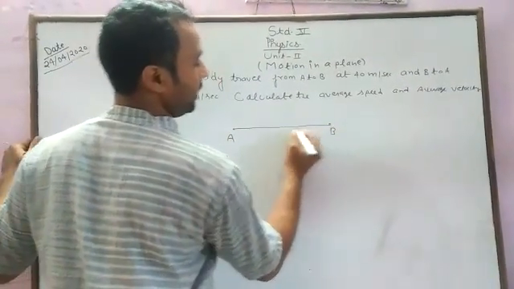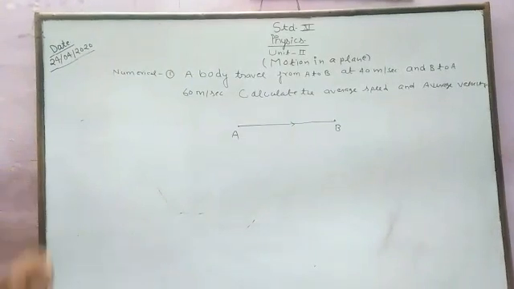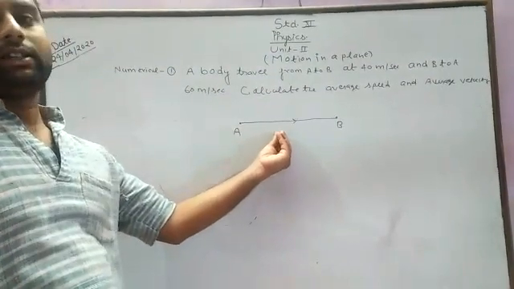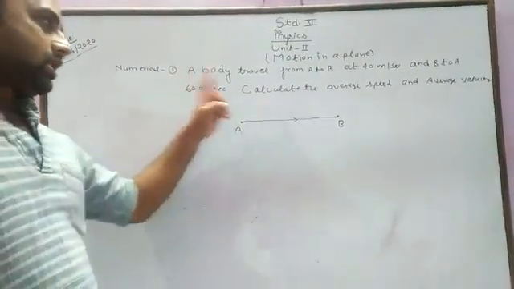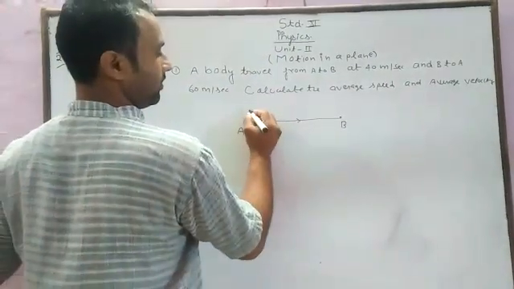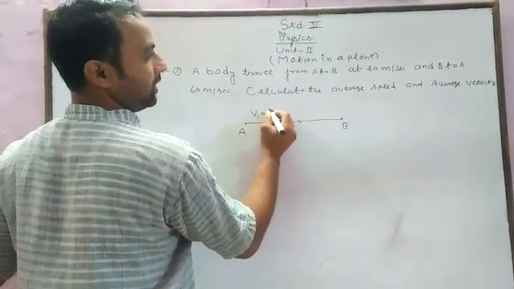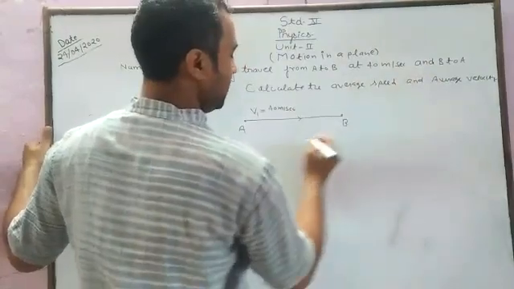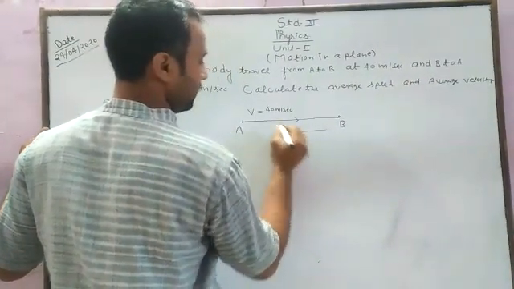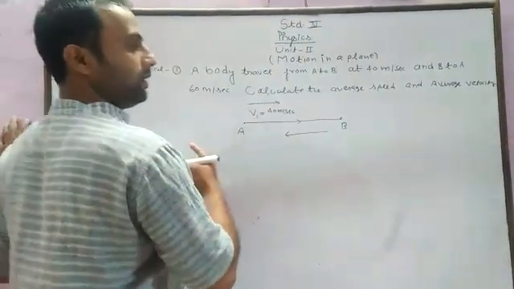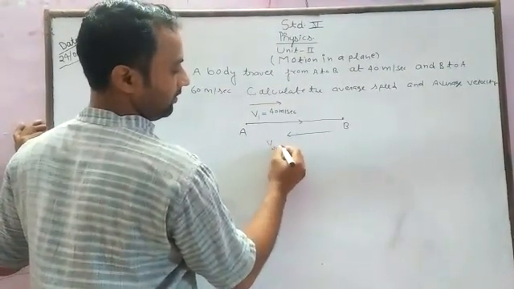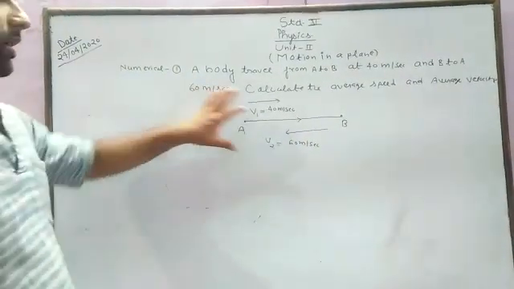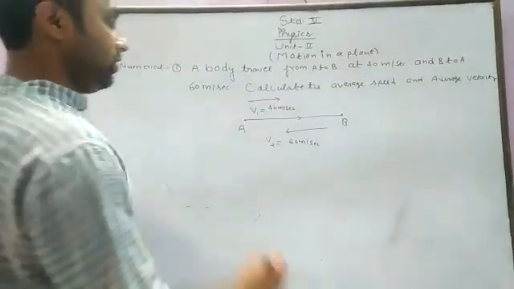A body is traveling from A to B. If anything is not given in the problem, then we can consider the path to be a straight line first. A body is traveling from A to B with a speed v1 equal to 40 meter per second, and when the body is moving from B to A, the speed v2 is 60 meter per second. Clear? Now we have to calculate the value of average speed.